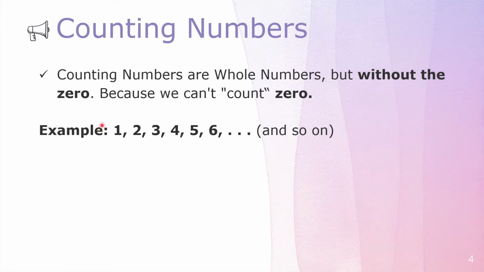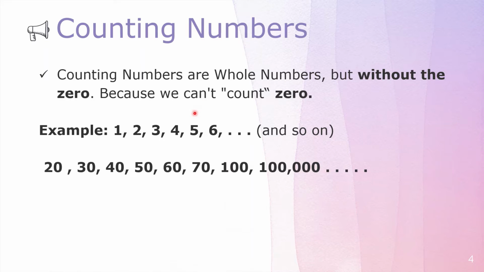The whole number may 0. Yung counting numbers, wala. Yun lang yung difference nila. Yun and so on, parehas na. Parehas na sila. That's a whole number. But the difference here, 0. That's it. Yun lang. So how about this? 20, 30, 40, 50, 60, 70, 100, and 100,000. Is it still a counting number? Of course, it is because we can count 20, 30, 40, and all of these numbers. We can count all these numbers.